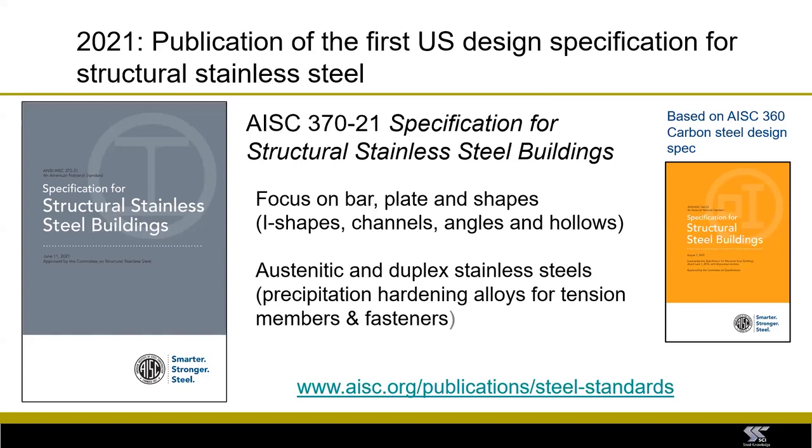And in the States, there is also interest in the family of stainless steels called precipitation hardening alloys. So we cover them also for tension members and fasteners. This standard, freely downloadable from the AISC website, comes with a commentary and covers fire and fatigue. So it's quite comprehensive in its scope.